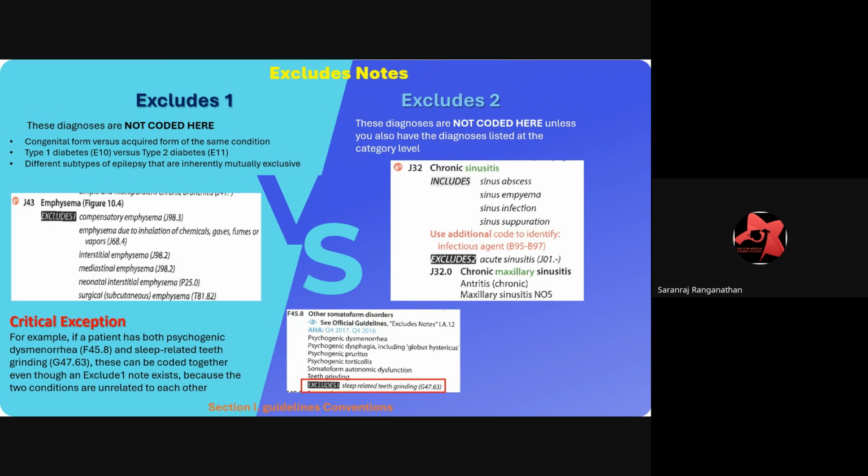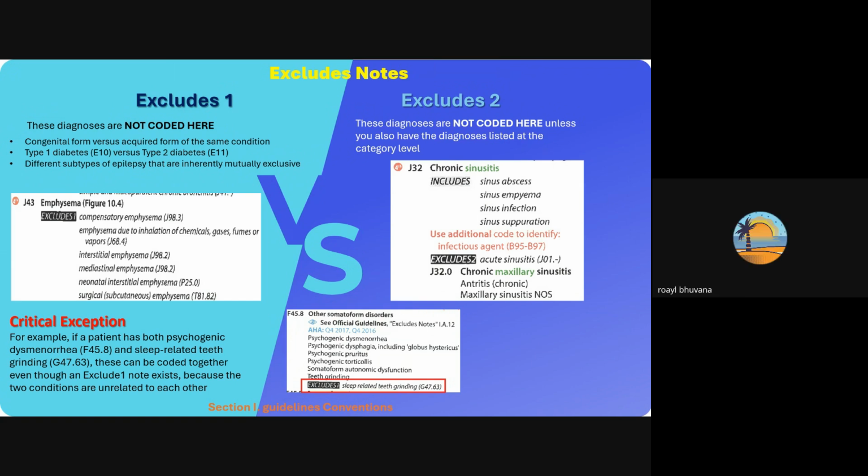You also have the diagnosis listed at the coding level. Here we need to verify whether it is Excludes 2 or Excludes 1. Excludes 1, definitely I will not be coding. Excludes 2, I can code along with it if it is documented. That is also very, very important. If it is documented, I am able to code them as well.